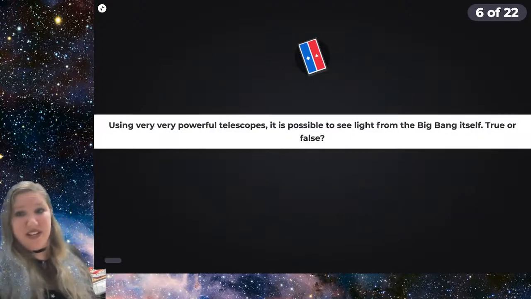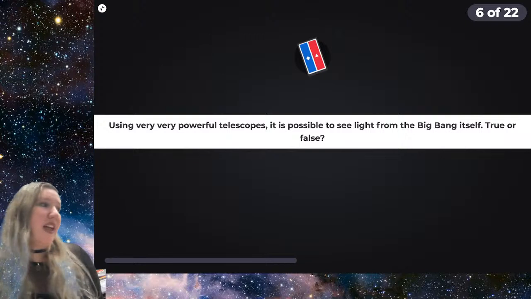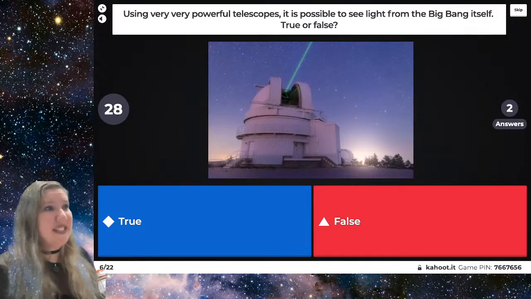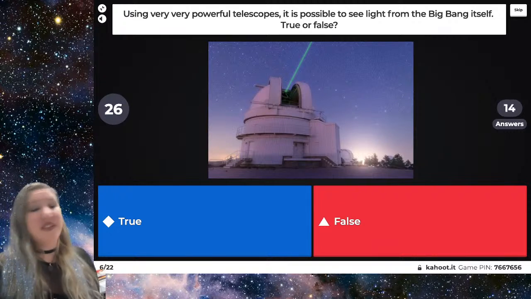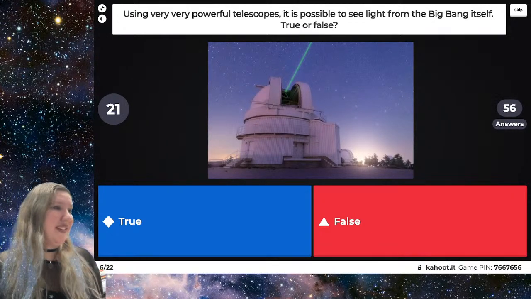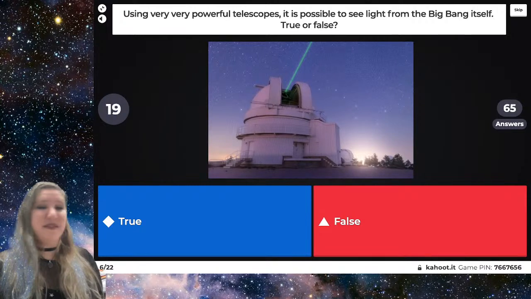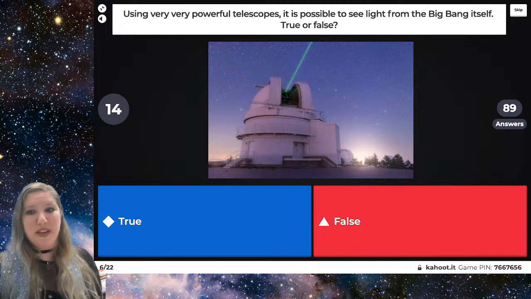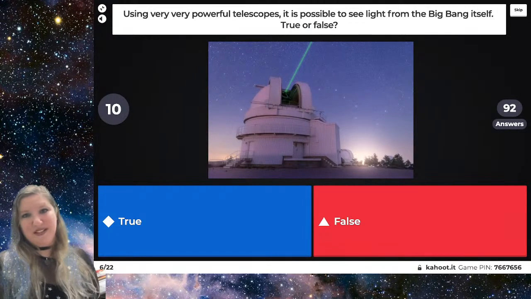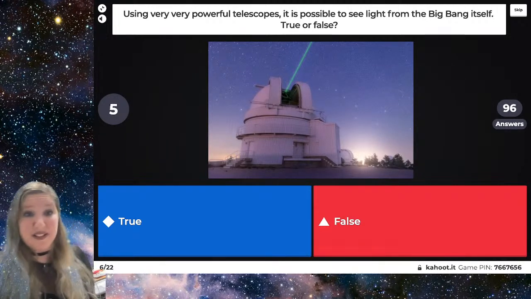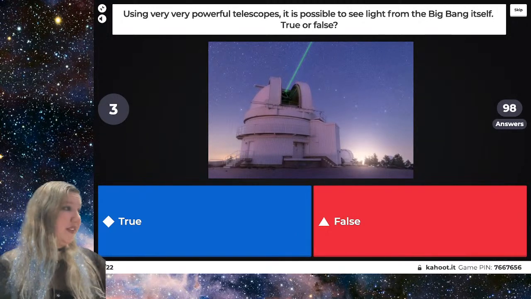So for this next question, it's a true or false question. Using very, very powerful telescopes, it's possible to see light from the Big Bang itself. Is this a true or a false statement? So using very powerful telescopes, we can actually see light from the Big Bang itself. Is this a true statement or a false statement? So get those answers in. Remember, the faster you answer, the more points you can score.